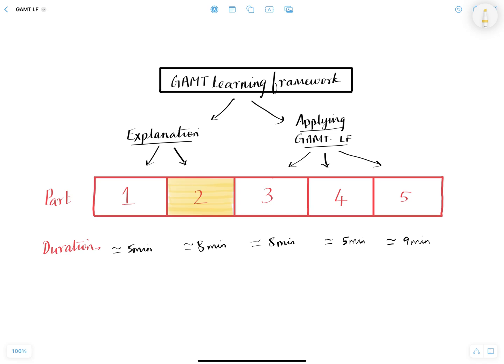This is Dr. Karthik, and this is part 2 of the 5-part series on the GAMT learning framework, and we're going to start right after where we left in part 1. So if you haven't watched part 1 before, I'd encourage you to have a look at that before proceeding further. Okay, let's start.